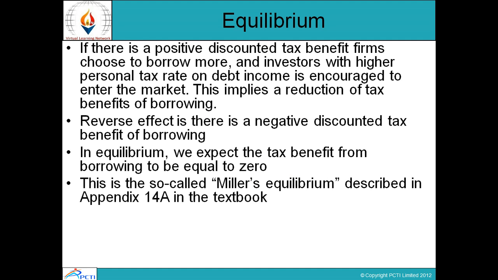Equilibrium. If there are positive discounted tax benefits, firms choose to borrow more, and investors with a higher personal tax rate on debt income are encouraged to enter the market. This implies a reduction of the tax benefits of borrowing. The reverse effect occurs if there is a negative discounted tax benefit of borrowing. In equilibrium, we expect the tax benefit from borrowing to be equal to 0. This is the so-called Miller's equilibrium, described in Appendix 14A in the textbook.